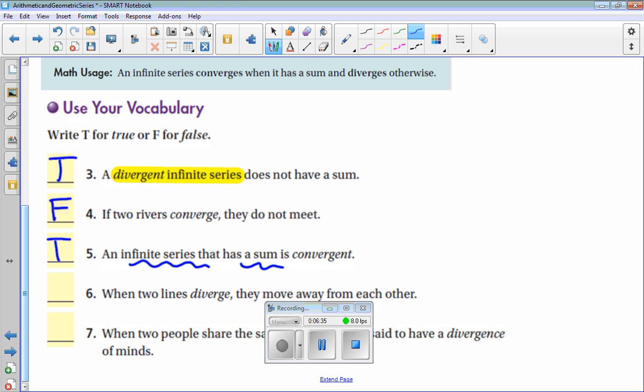Okay, let's try one, should we? So let's try this one. Is this a convergent or a divergent infinite series?